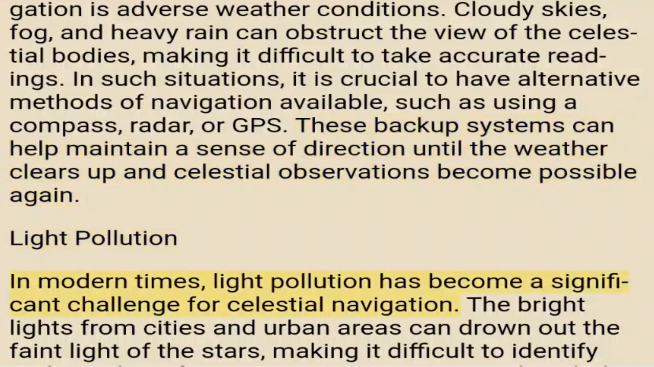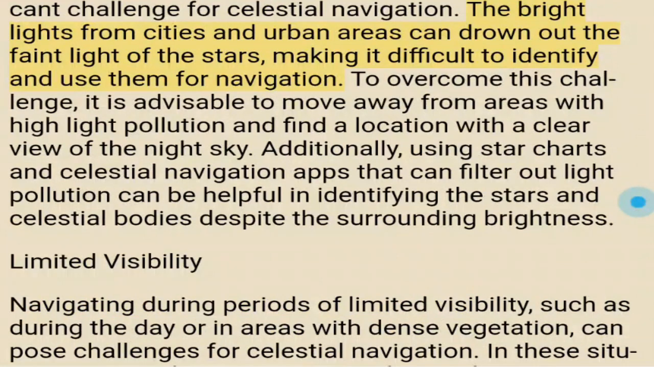Light pollution. In modern times, light pollution has become a significant challenge for celestial navigation. The bright lights from cities and urban areas can drown out the faint light of the stars, making it difficult to identify and use them for navigation. To overcome this challenge, it is advisable to move away from areas with high light pollution and find a location with a clear view of the night sky. Additionally, using star charts and celestial navigation apps that can filter out light pollution can be helpful in identifying the stars and celestial bodies despite the surrounding brightness.